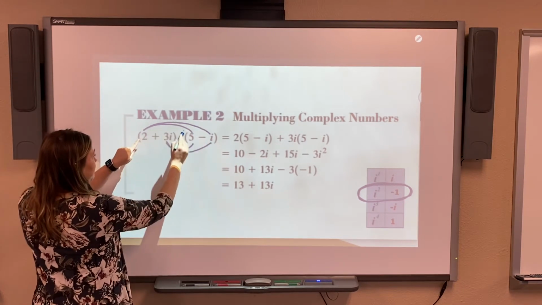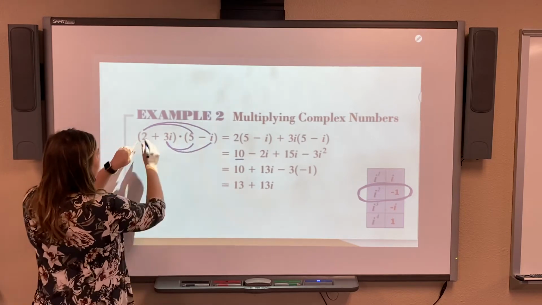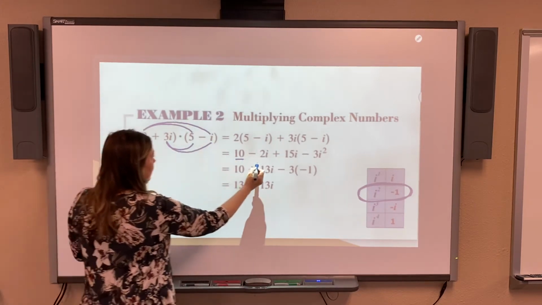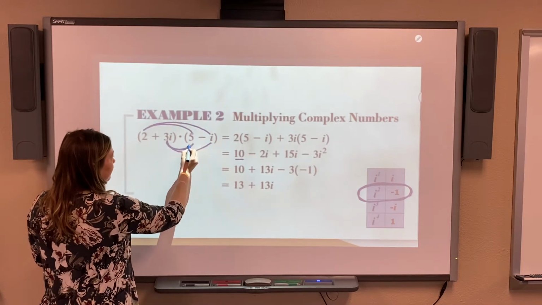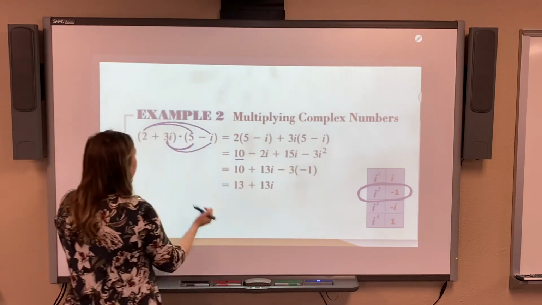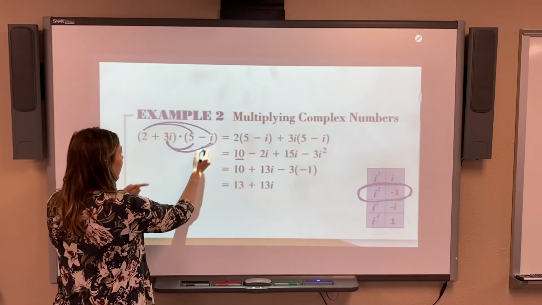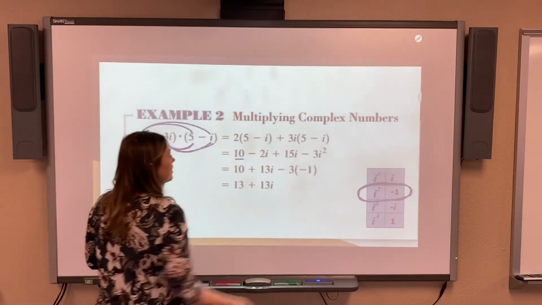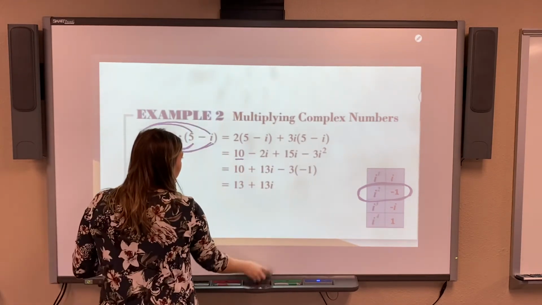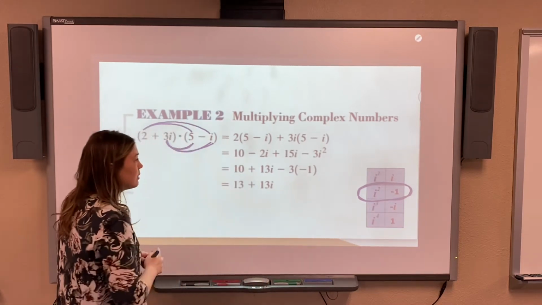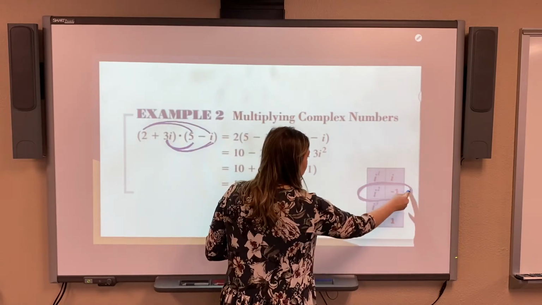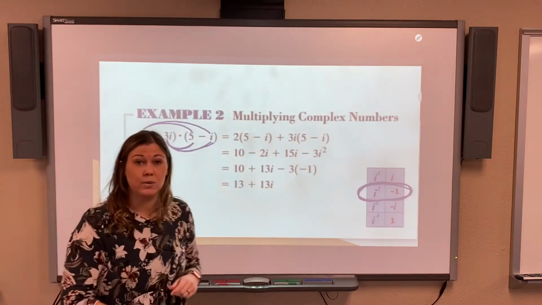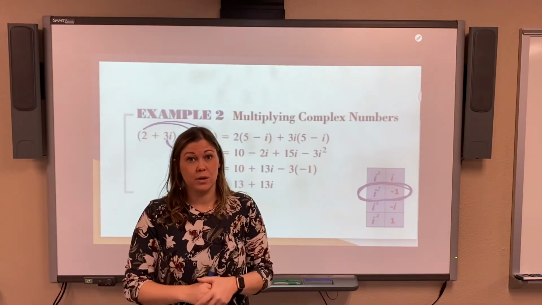So 2 times 5 gives us 10. 2 times negative i gives us negative 2i. And then 3i times 5 gives us 15i. And then 3i times negative i would be negative 3i squared. Okay, so what we need to do is combine like terms. And also we know what i squared is. i squared is negative 1. And so we have to substitute that in to get rid of that.